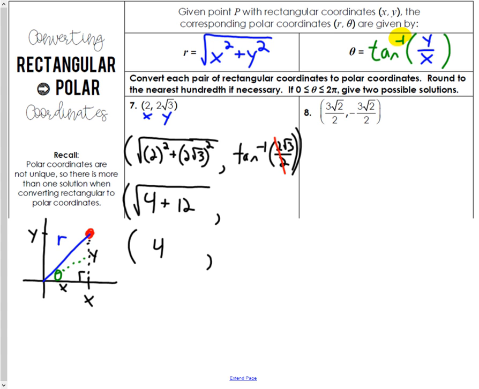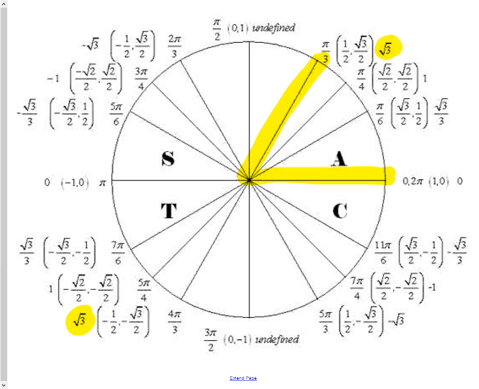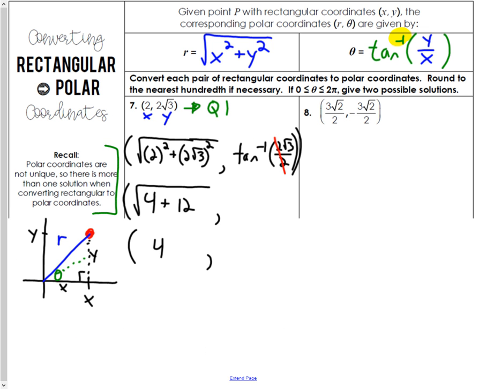I started with an x coordinate of 2 and a y coordinate of 2 root 3. This is a quadrant 1 point. So using my unit circle, I'm going to pick this quadrant 1 theta. If you chose to pick this quadrant 3 theta, what is it here, 4 pi over 3, you're not wrong, but you would have to do a little bit of work.